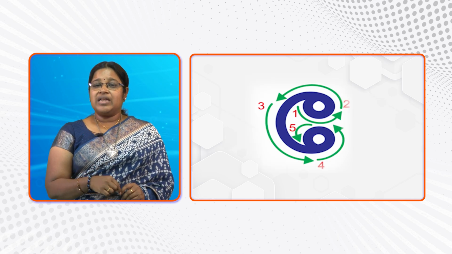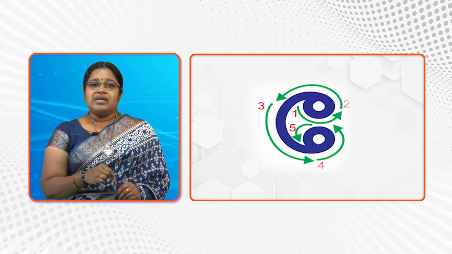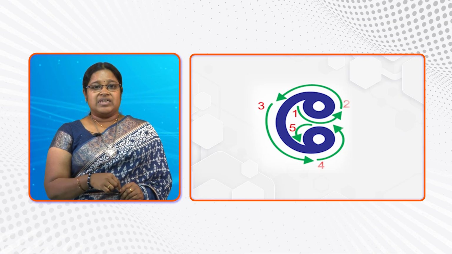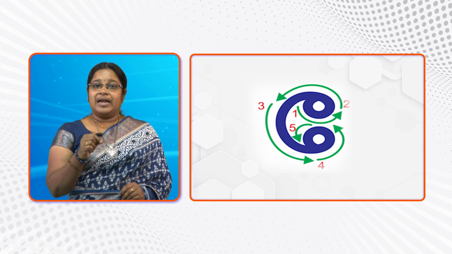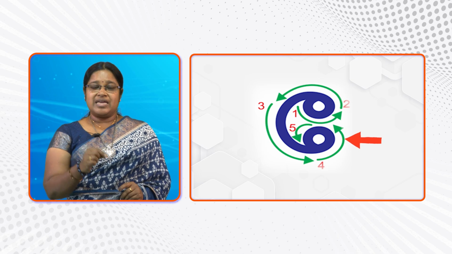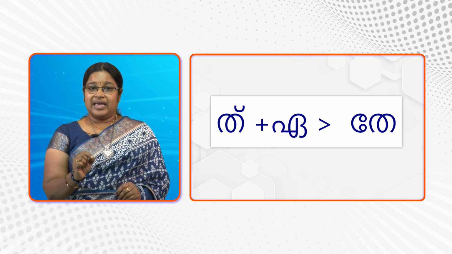Next, vowel symbol of long A. It is the symbol of A. Here also place the symbol before the consonant. Notice here its stroke numbers. It begins from the top with a small round and ends with another small circle as shown here. Example, T plus A, te.